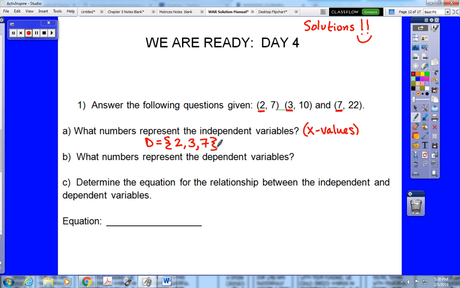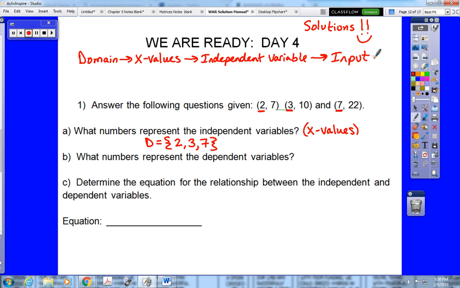Or it might be a multiple choice question. Either way, you should know that the domain is made up of the x values, which is the independent variable, and is the input of the relationship. You should have those 4 words burned into your brain as being associated with each other.